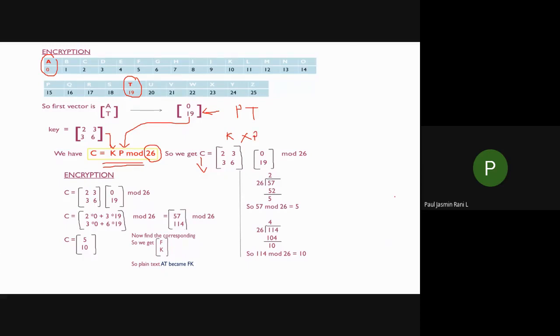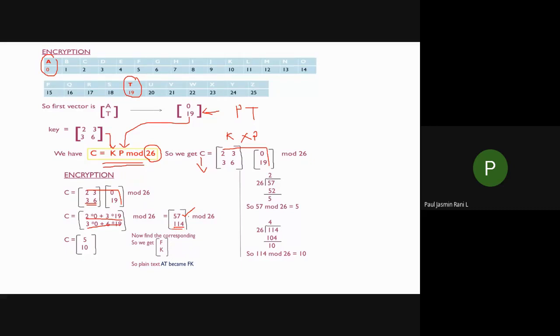So what you have to do? Matrix multiplication means you have to multiply like this. You mark it like this: 2 into 0 plus 3 into 19. So you will get the answer as 57. You have to multiply in this way. Similarly, you have to do it for the other row: 3 into 0, next 6 into 19. After evaluating this one, you will get your answer as 114.